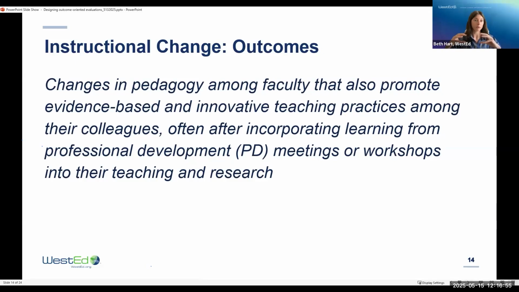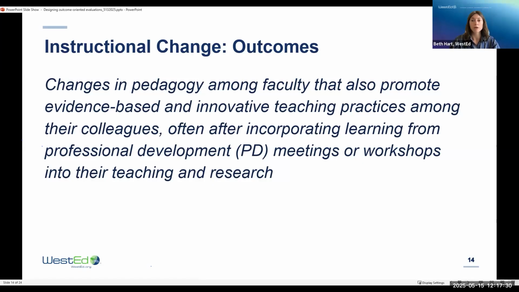So kind of the meso level, right? We talked about institutional change. Now we're talking about instructional change. And then we have the student outcomes in the last level. What we mean by instructional change is changes in pedagogy among faculty that also promote evidence-based and innovative teaching practices among their colleagues. So thinking about shifting from pedagogical changes within the project team to looking at changes within other faculty, whether that's at your institution, institutions in your partnership, or even beyond.